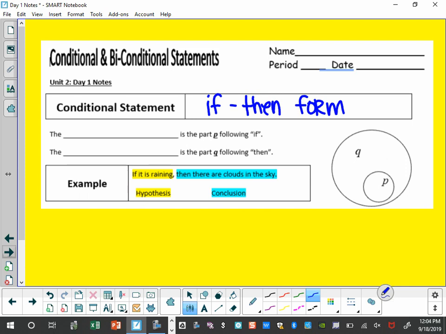All right, the hypothesis. I know you guys have used that word before, right? Like in your science fairs and all that, a hypothesis. Your hypothesis is the part P following if. So whatever is directly after the word if is your hypothesis. The conclusion is the part Q following then.